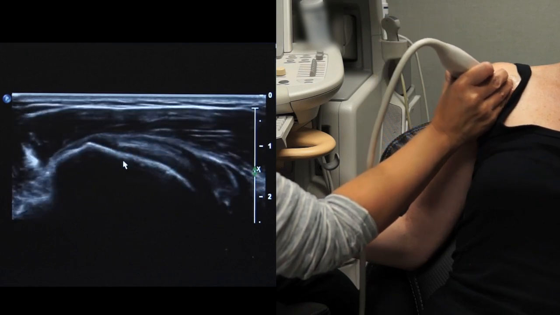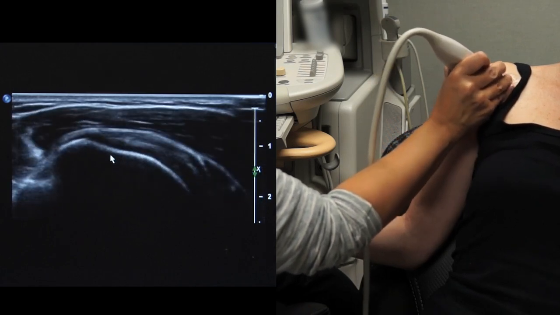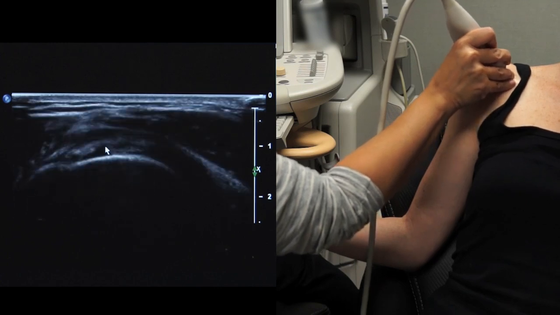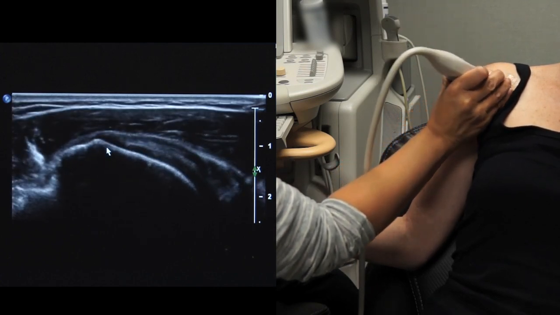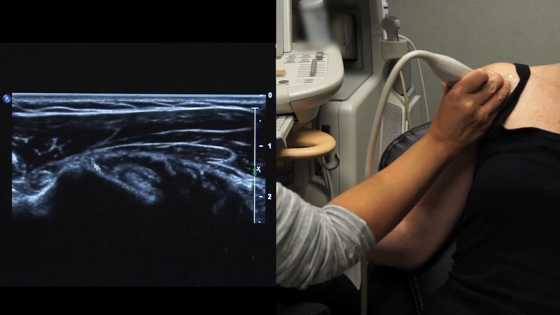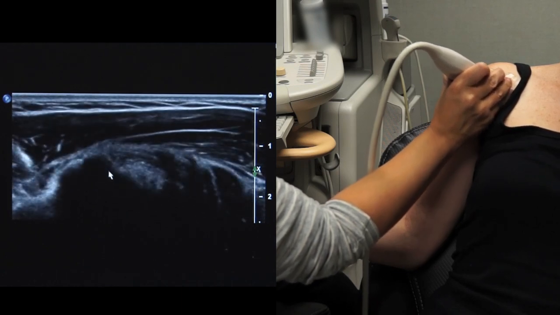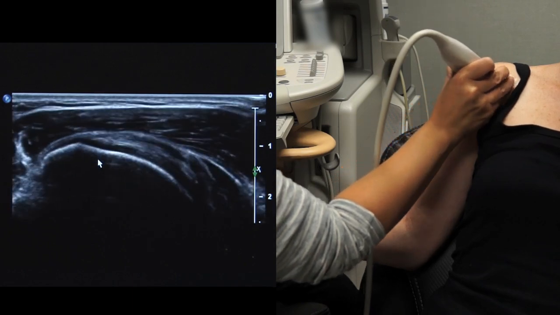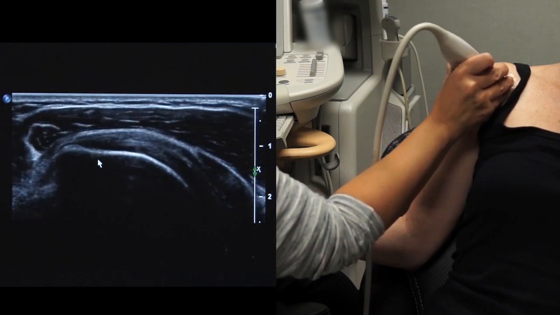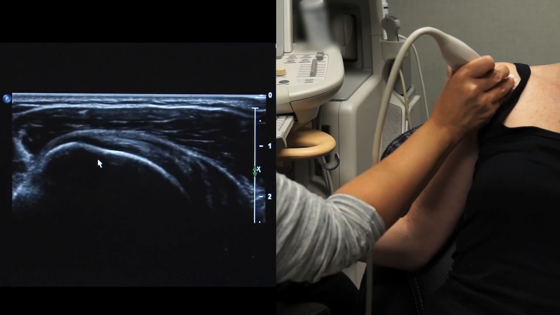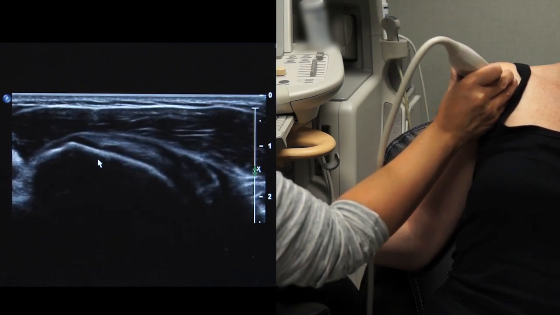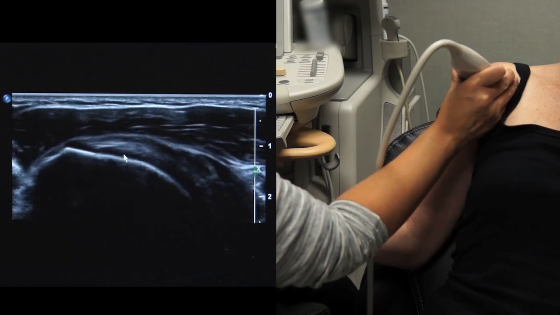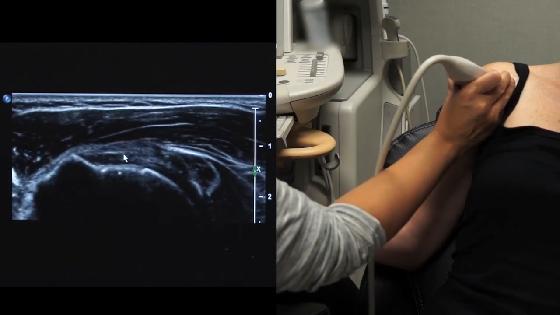Now, this is a three-dimensional structure, so we want to be able to look at the most superior portion where many tears can be missed, and slide down to scan the entire tendon, including the inferior portion. You want to scan it in short axis. Now I want to point out, when we are talking about long axis and short axis, we are looking at the long axis of the tendon right now and not the long axis of the patient.